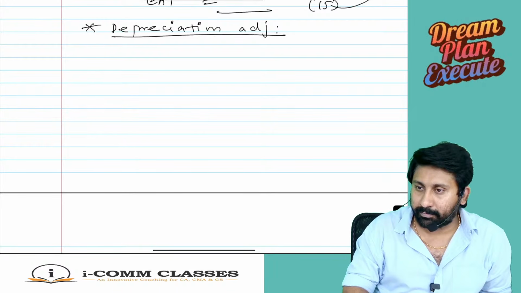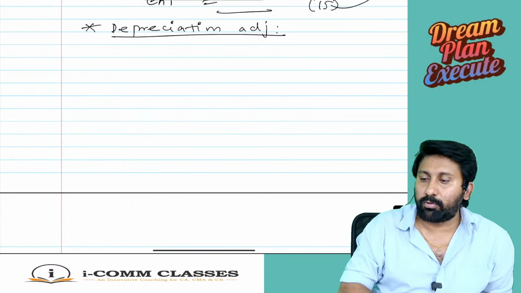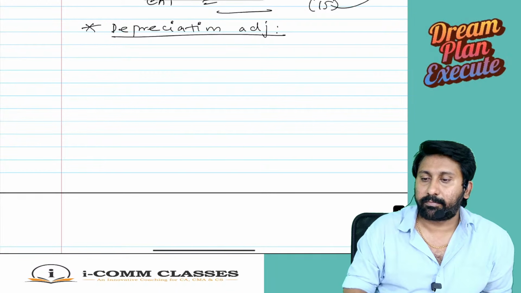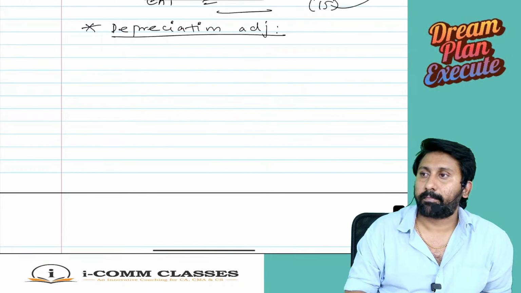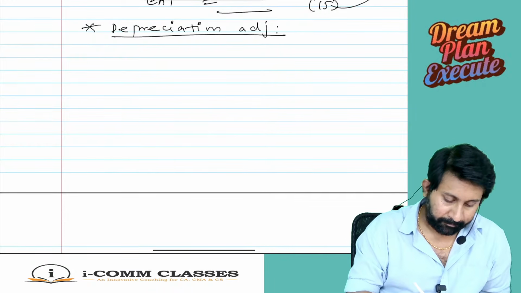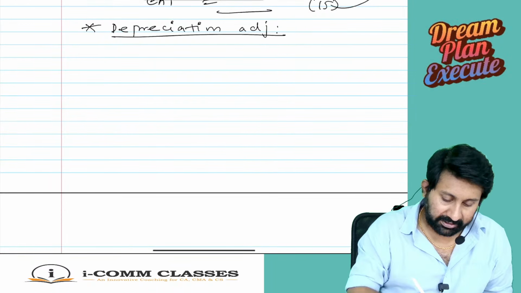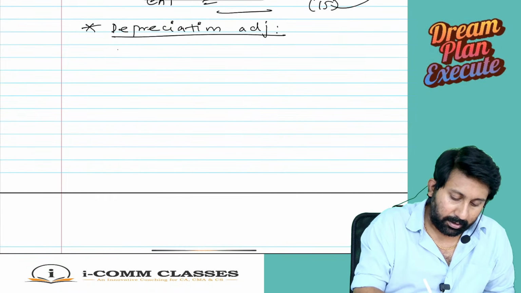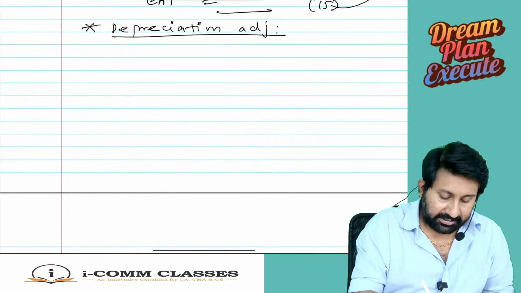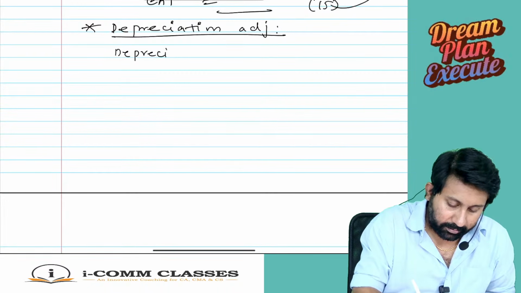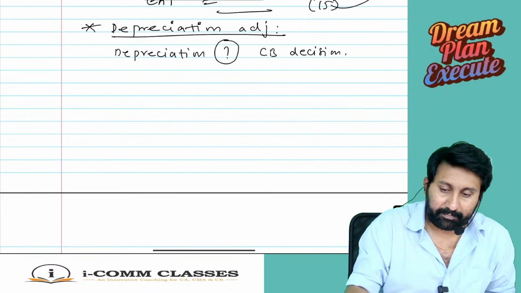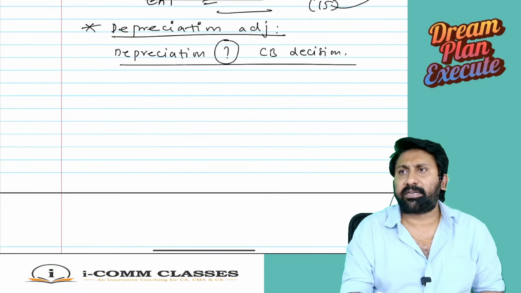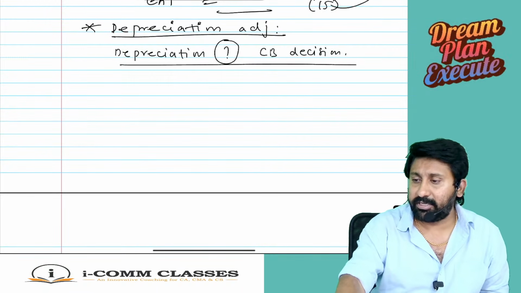See here. Adjustment to depreciation. First, let us understand what is depreciation and why it is important for capital budgeting decision making. How is it important? Let us understand that. See the screen.